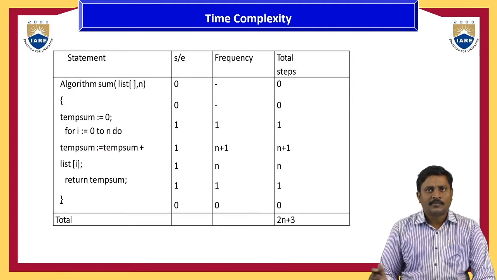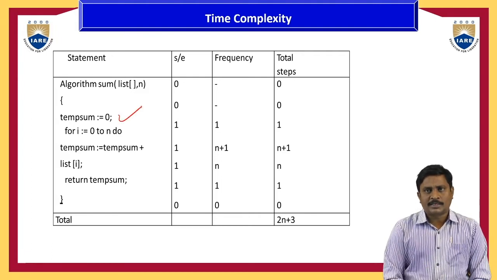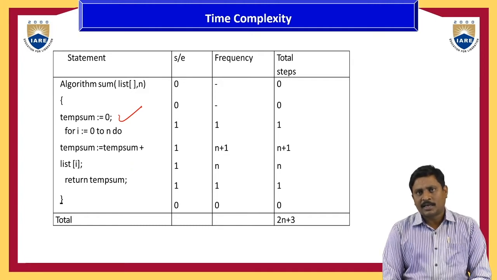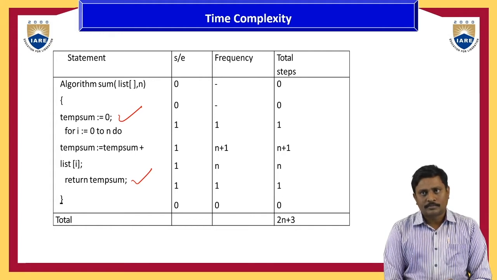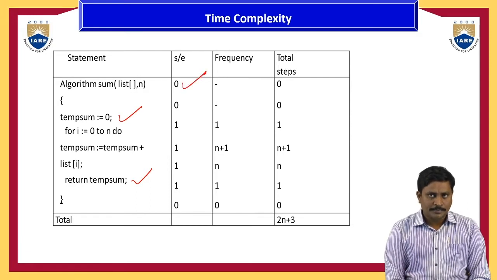Here you see the first algorithm, sum of n numbers, algorithm sum of list comma n. Initially we take temp sum equal to 0. For i equal to 0 to n minus 1, repeat: temp sum equal to temp sum plus list of i. List of i means array of i elements. And also return temp sum. For this algorithm, we find the time complexity by using steps for execution, and also frequency, meaning how many times that corresponding statement will be executed.